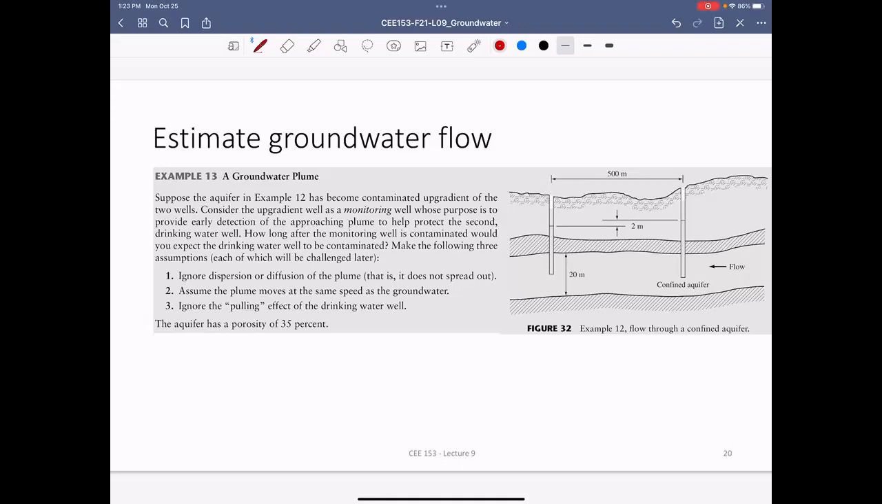So you have two wells. The first one is a monitoring well. At the moment it is polluted, you will get a signal saying that it's polluted. Then you have a certain time before the second well will be polluted. Ignore dispersion and diffusion of the plume, so that it does not spread out. Assume that the plume moves at the same speed as groundwater, and ignore the pulling effects of the drinking water well.